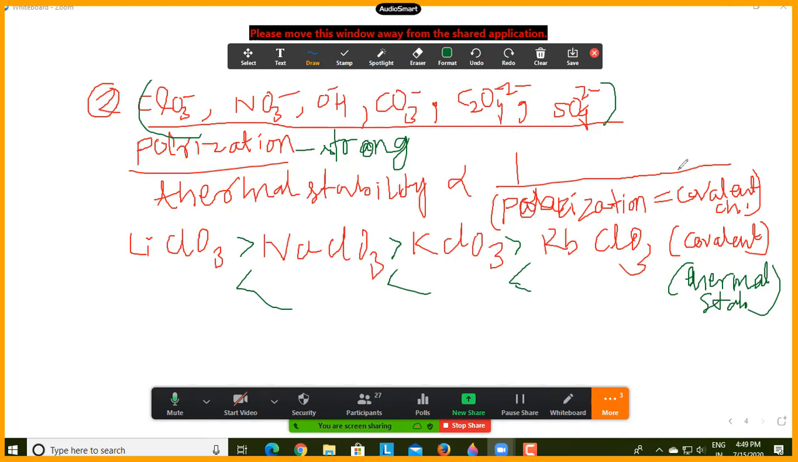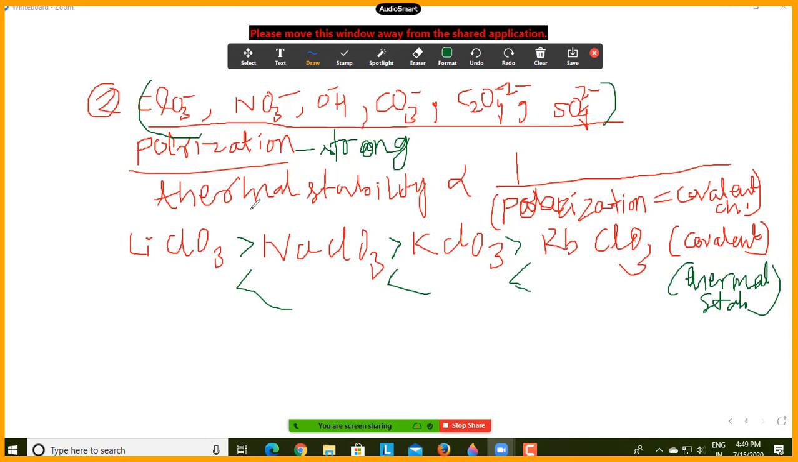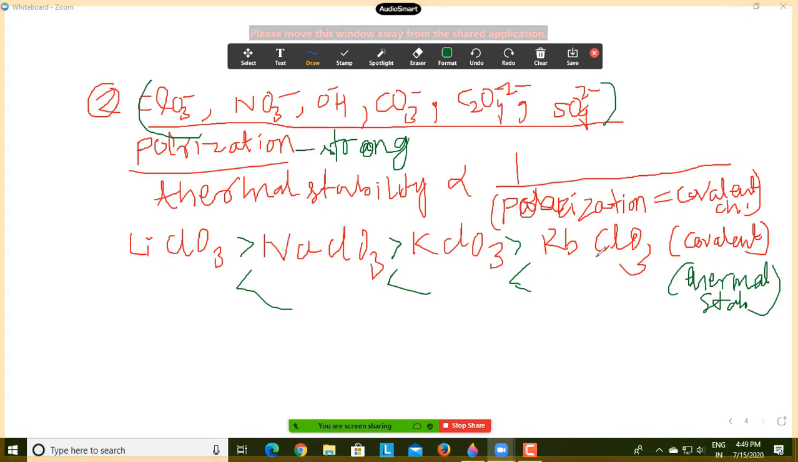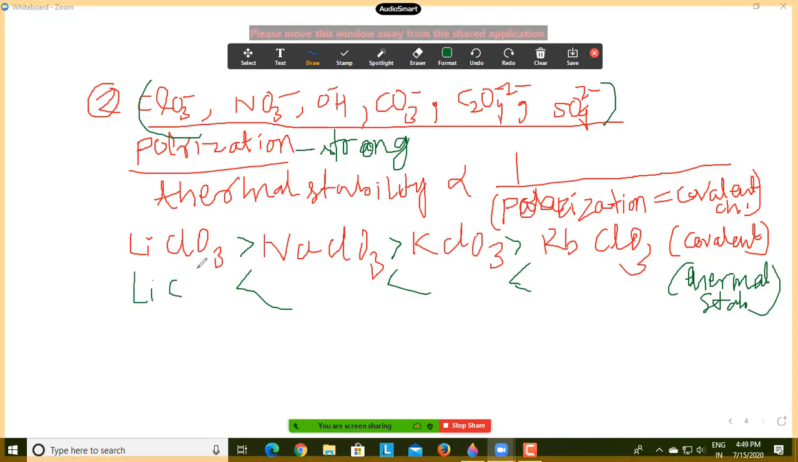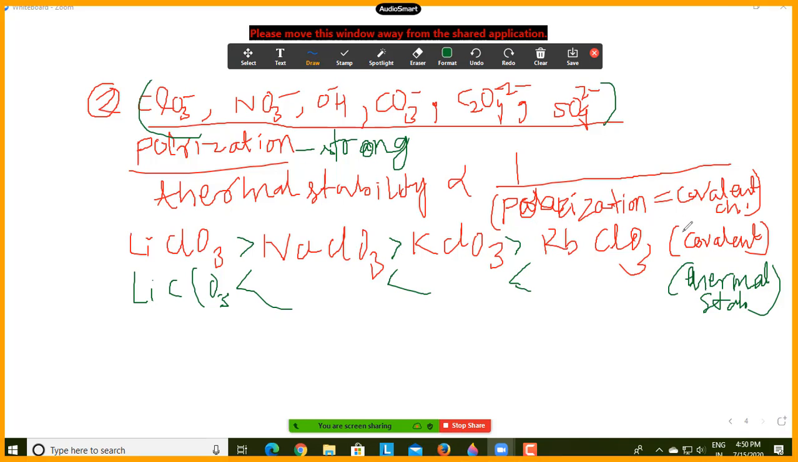If polarization is more, then our thermal stability will be less and its decomposition temperature will be less. We have seen the covalent character is decreasing. If covalent character is decreasing, thermal stability is inversely proportional, so it will be increasing. Is that clear? How is the covalent character decreasing?